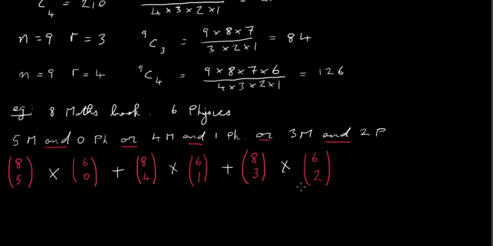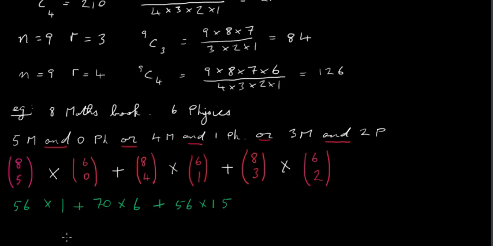Okay, so we've got to do each one of these individually on our calculators. We're choosing 5 from 8, so that should give us 56. We're multiplying that by 6 choose 0, remember from up above that's just 1. We're going to add, choosing 4 from 8, that's 70. We're going to multiply that by 6 choose 1, which is just 6. We're going to add again, and 8 choose 3, that's 56. And then we're going to multiply that by 6 choose 2, which is 15.